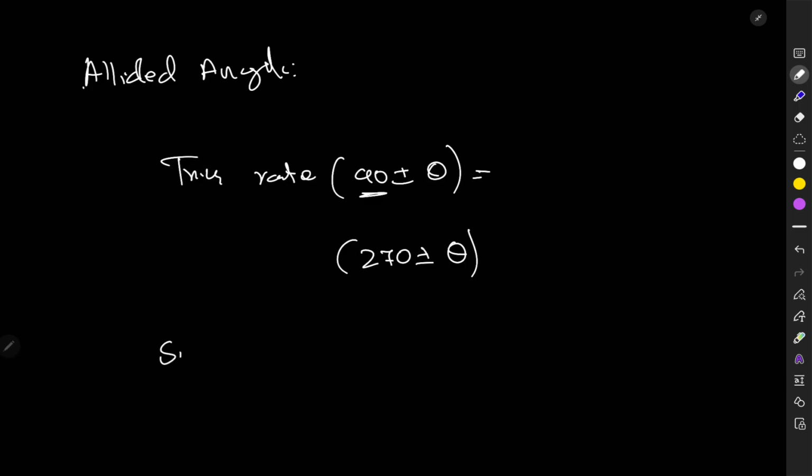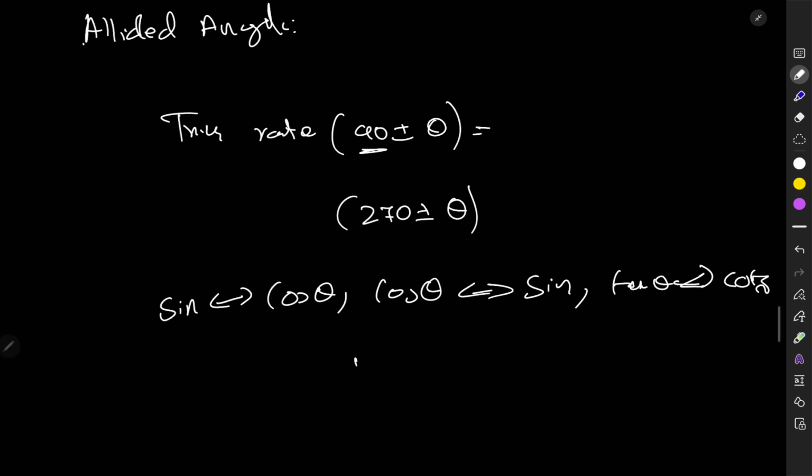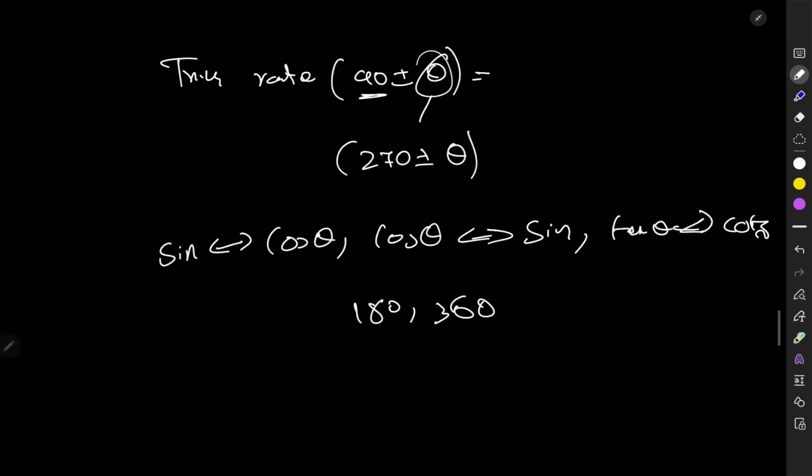For example, if there is sine, we change to cos theta. When there is cos, we change to sine, and when there is tan, we change to cot. Whenever 180 and 360 is there, we don't change the trigonometric ratio. The sign will be based on the quadrant ASTC rule we have already studied, and all the thetas here will be considered as an acute angle.